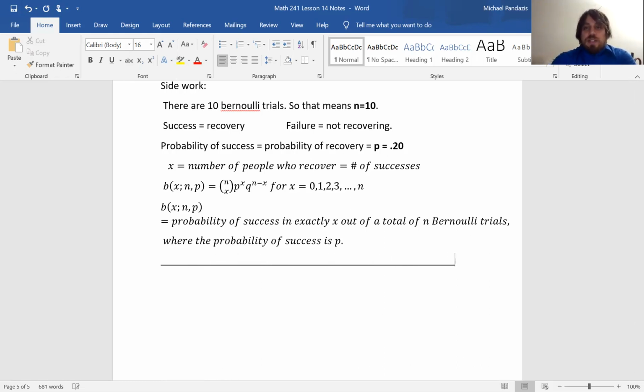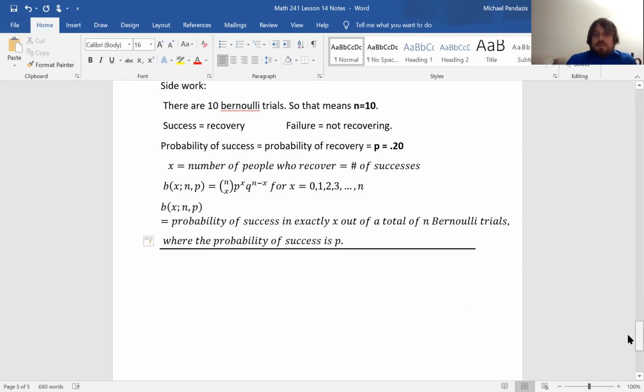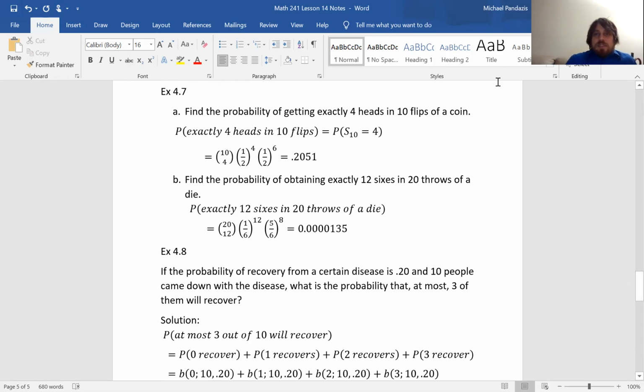Okay, so somebody asked a question in the chat about this problem, so I'll address that question now. So Gabriel, you asked the question: how would we approach this problem if we had to roll exactly 12 sixes in a row in 20 throws?